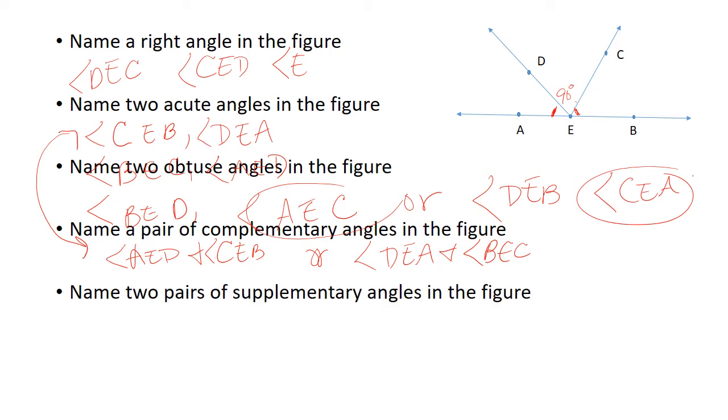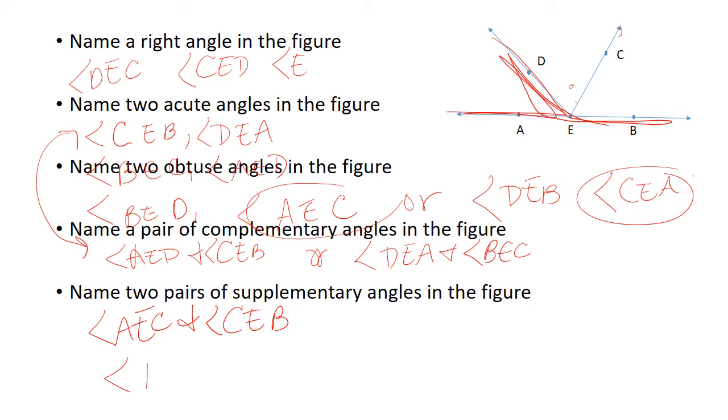Two pairs of supplementary angles. Supplementary angles add up to 180 degrees. So we're going to need to take this one plus that one to add to 180. So we could say AEC and CEB would add up to 180. The other one that's going to add up to 180 is this one plus this one. So we could say angle AED and angle DEB.